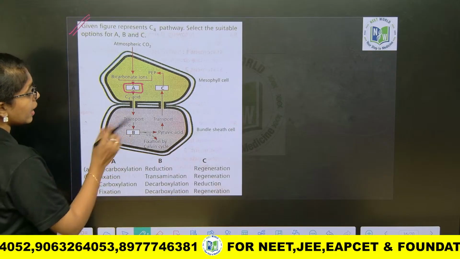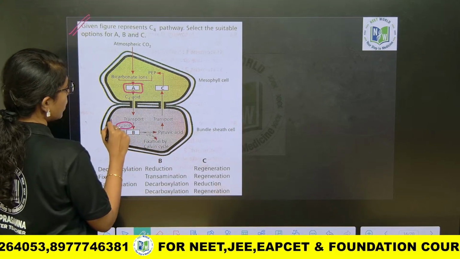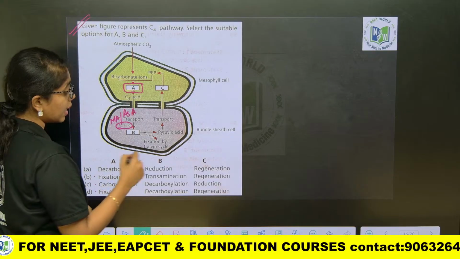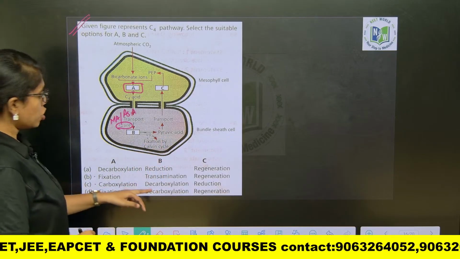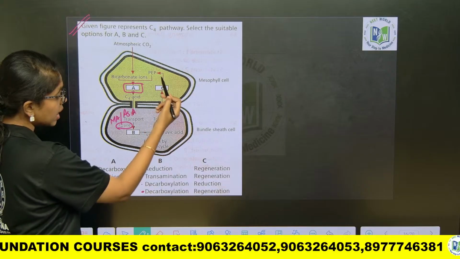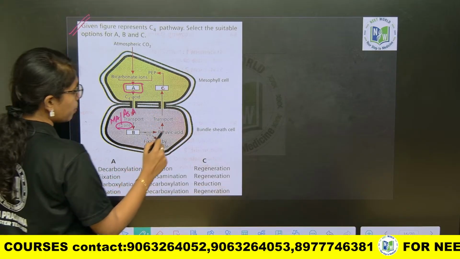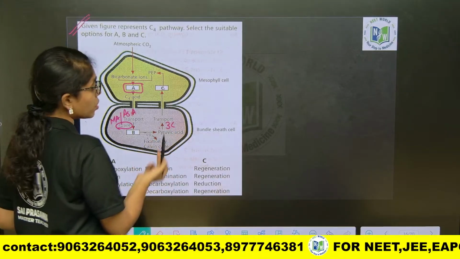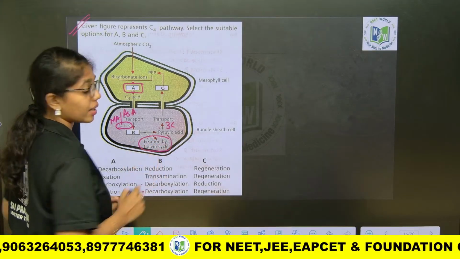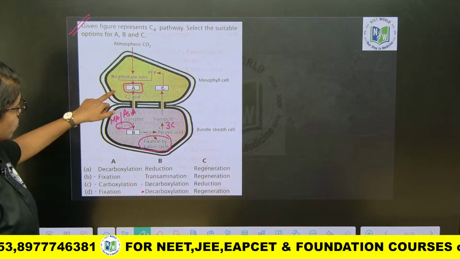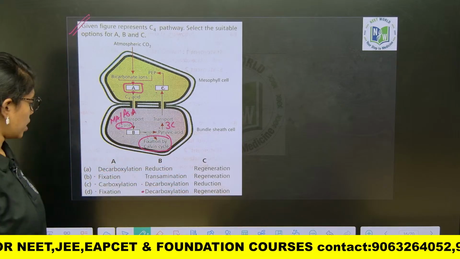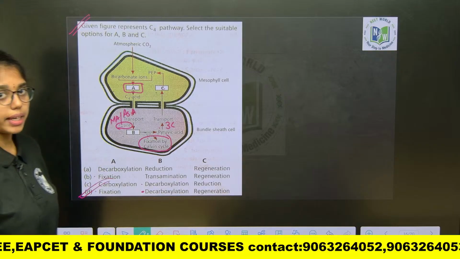B is what? Decarboxylation, where C4 acid, be it malic acid or aspartic acid, gets decarboxylated to pyruvic acid and carbon dioxide. So, here it is what? Decarboxylation. Fine. And next, C is what? Regeneration. The 3 carbon compound that is pyruvic acid is regenerated back to the mesophyll cells, whereas this carbon dioxide will be conducting Calvin cycle. So, here first A is what? Fixation or carboxylation, B is decarboxylation and C is regeneration. Here the right answer will be option D.